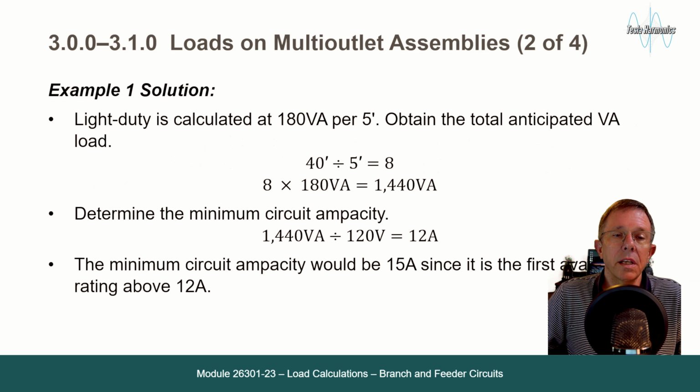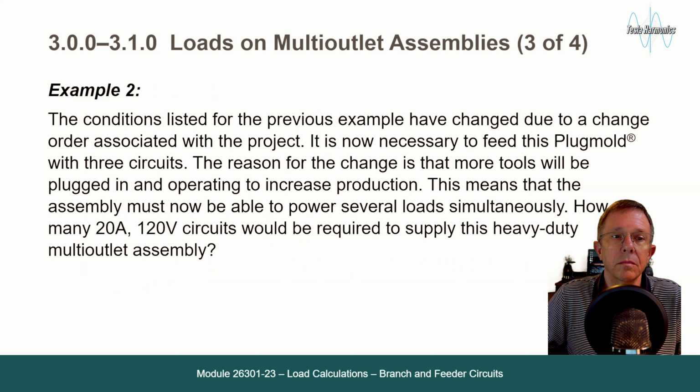Light duty is calculated at 180 VA per 5 foot. Obtain the total anticipated VA load. 40 foot divided by 5 foot equals 8. 8 times 180 VA equals 1440 VA. Determine the minimum circuit ampacity. 1440 VA divided by 120 volts equals 12 amps. The minimum circuit ampacity would be 15 amps since it is the first available rating above 12 amps.